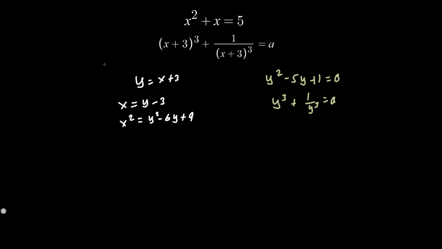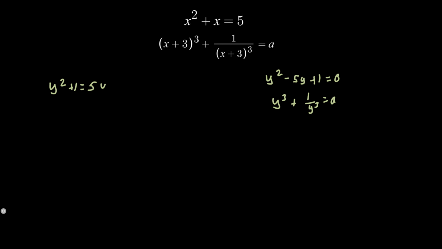So we're just going to erase y now. And here we could look at the fact that we can manipulate our expression. Our quadratic is y squared plus 1 is equal to 5y. Divided by y, we have y plus 1 over y is equal to 5. So we could finally replace our first equation with simply that: y plus 1 over y is equal to 5.